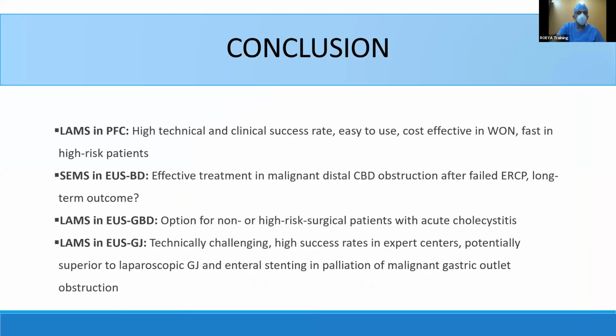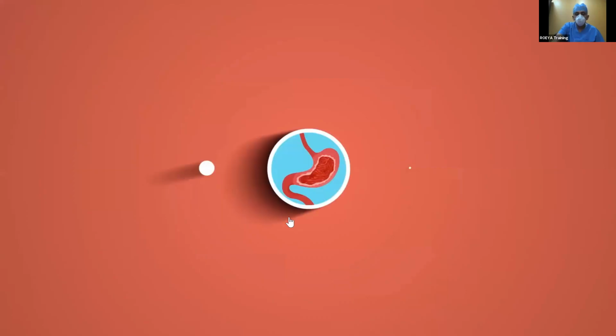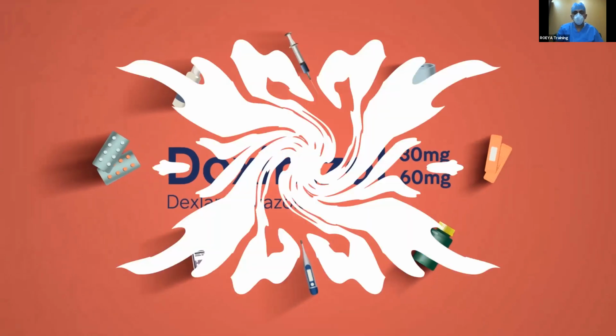Also, to conclude, there is a lot of things we can do now with the new LAMS: drainage of fluid necrosis, walled-off necrosis, pancreatic pseudocyst, and also biliary drainage, gallbladder drainage, and the future of gastrojejunostomy. So I would like to thank you very much for this, and I think now we will go. Nuran told me we should go to Professor Ibrahim and Professor Khalid to answer your questions. Thank you very much.